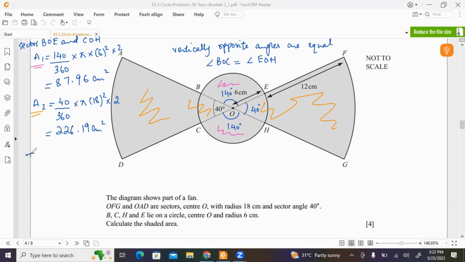So now the total shaded area is going to be 87.96 plus 226.19.